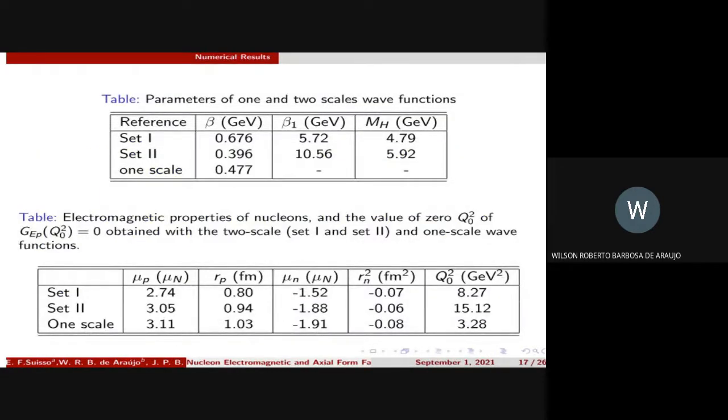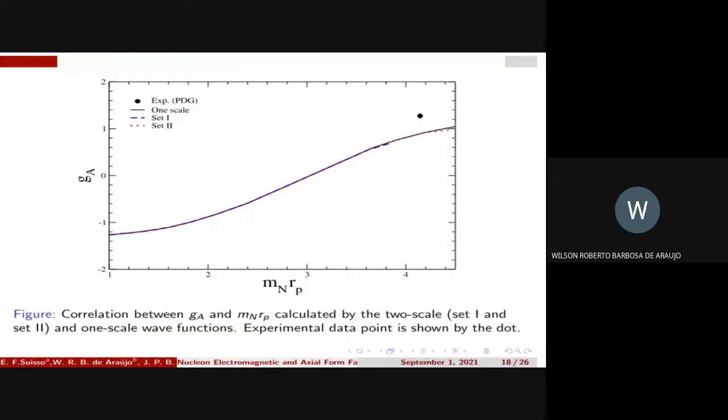Here, I show you tables of wave function parameters and the static observables. And we can see in set 2 the nice value of the neutron magnetic moment, and the zero of the proton electric form factor moved to 15 GeV squared. One of the correlations that we have studied and present here shows that the two wave functions, set 1 and set 2, preserve a good feature already achieved in describing the nuclear static observables by one wave function scale.